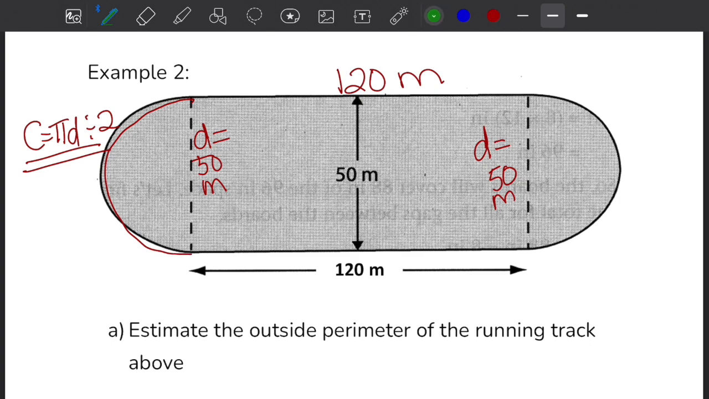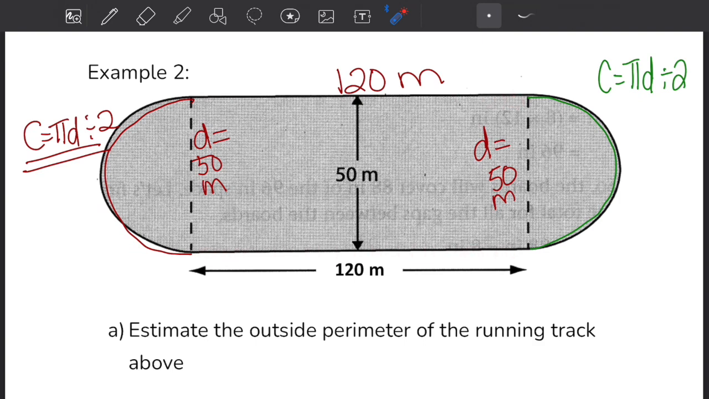Now to find the distance here, that's in green, again, it's also a circle, so I'm going to use circumference equals pi times diameter, but because it's half a circumference, I'm going to divide by 2. So I'm going to solve this one and this one to get these measures, okay? And then I'm going to add to that 120 plus 120. So that is our plan.